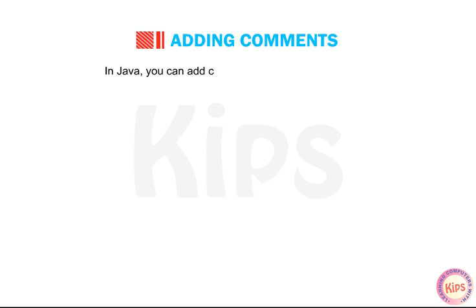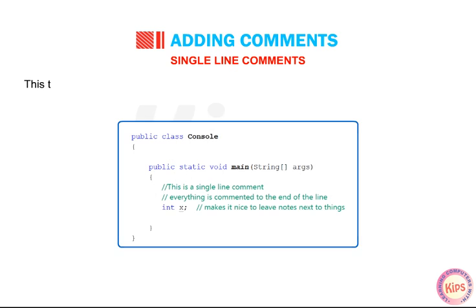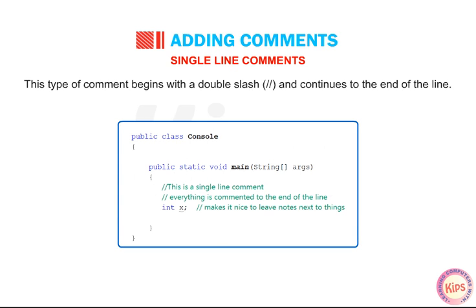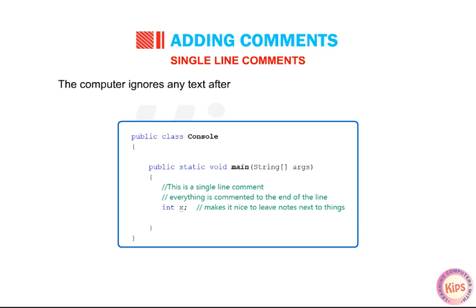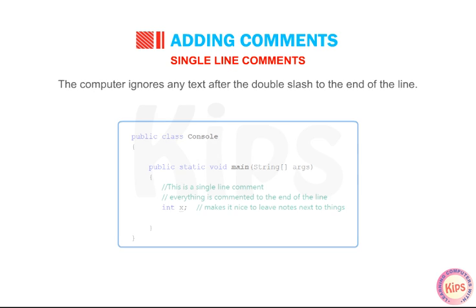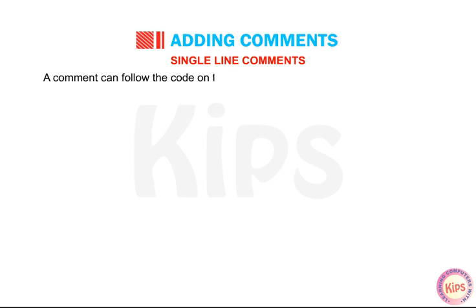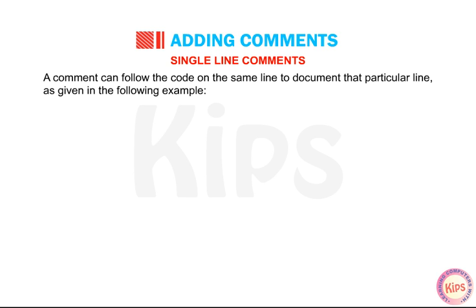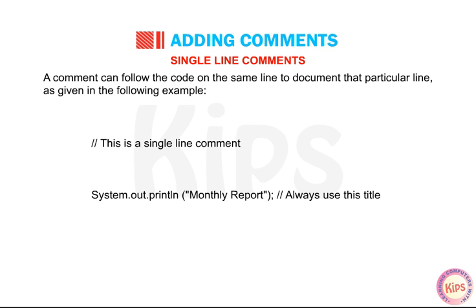In Java, you can add comments in 3 different ways. Single line comments. This type of comment begins with a double slash and continues to the end of the line. The computer ignores any text after the double slash to the end of the line. A comment can follow the code on the same line to document that particular line, as given in the following example. // this is a single line comment. System.out.println("Monthly Report"); // always use this title.